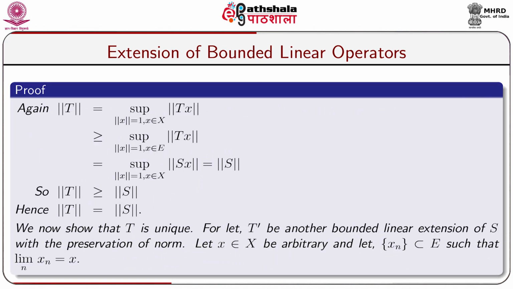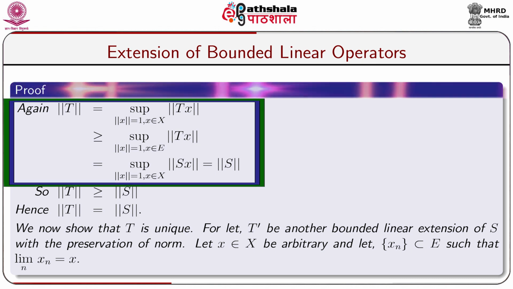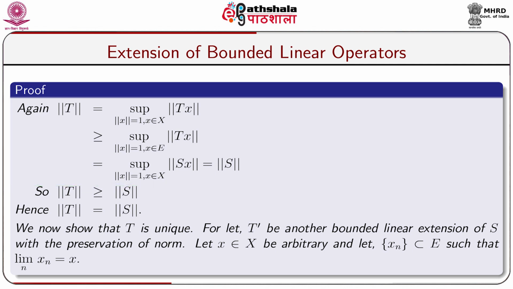Again, norm T equal to supremum of norm Tx, and supremum is taken over all elements x belonging to capital X such that norm x equal to 1, which is greater or equals to supremum of norm of Sx, and supremum is taken over all elements where norm of x equal to 1 and x is taken from capital E, which is equal to norm S. So, norm T greater or equals to norm S, hence norm T equal to norm S.